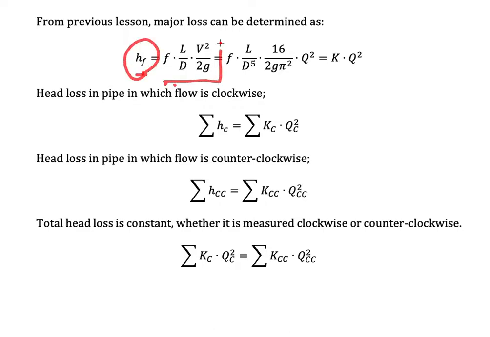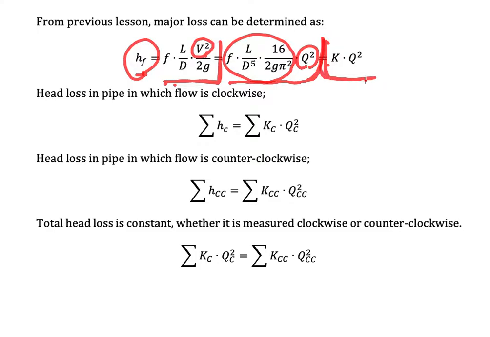So this is how we simplify the idea of losses here. We have the major loss equation, f L over D, V squared over 2g, and then we substitute the flow rate Q by replacing the V squared, and we found that all this term is actually a constant. So we rewrite our equation for the losses as KQ squared.